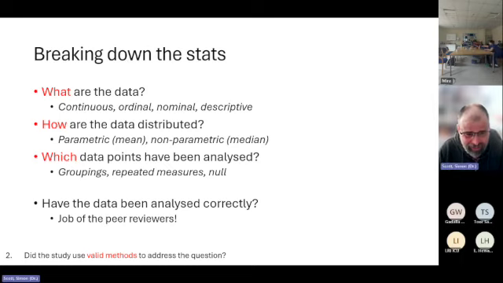Fundamentally, though, the peer reviewers are supposed to do all this for you. So when your paper is published, this is why the impact factor or the reputation of a journal is really important. Because if it's a journal which does not have rigorous peer review, it's quite easy to read papers that are statistically flawed and make incorrect conclusions.